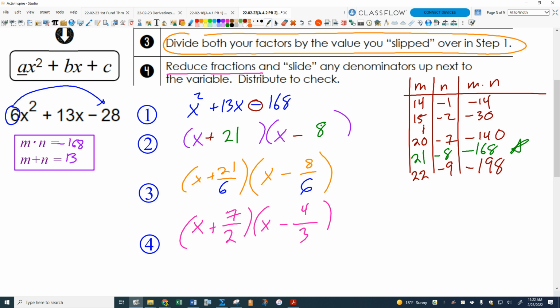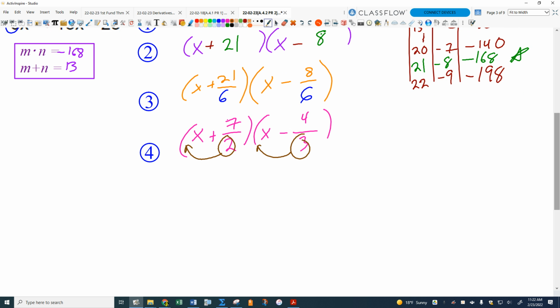So there's part 1. We're going to reduce the fractions, and then here's the last step. The last step is we're going to slide any of the remaining denominators. If I had something like 8 over 4, that would have just become a 2, and then there's no denominator to slide up, and I'm done. But if there's a denominator, I'm then going to slide that denominator up in front of the x, and I'm done. Okay, so my final answer then is 2x plus 7 times 3x minus 4.